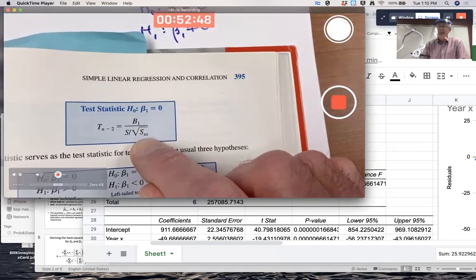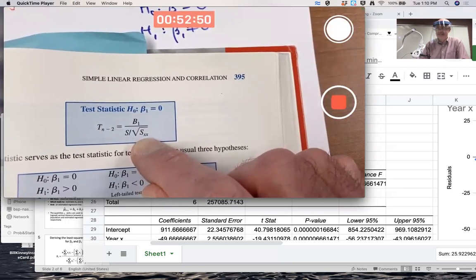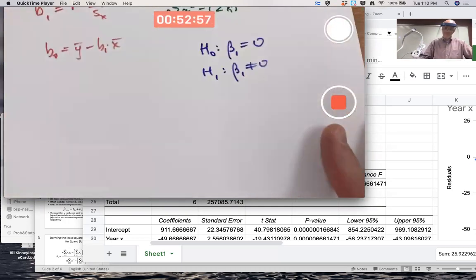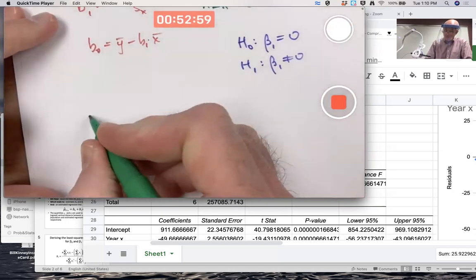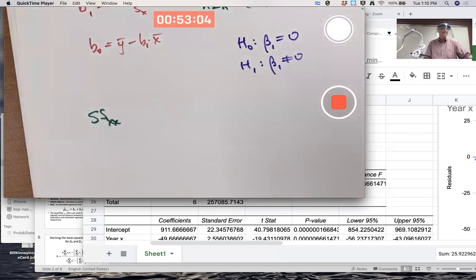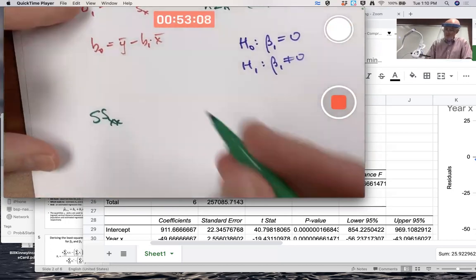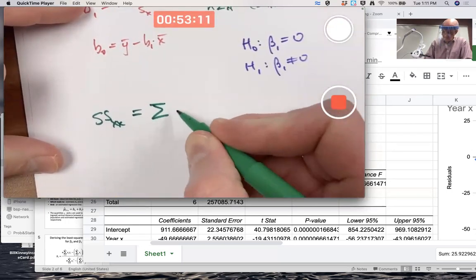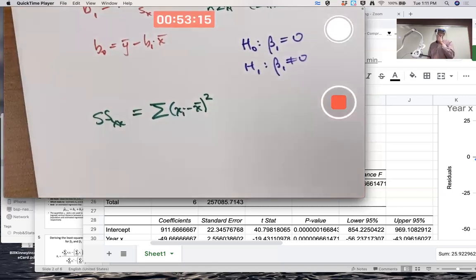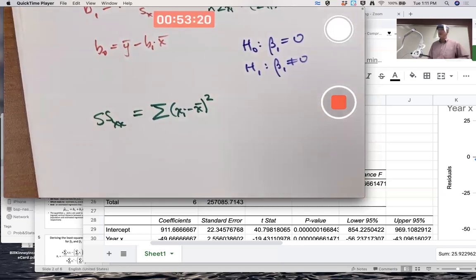What's that? That's what I called SSxx. What is that? I'll remind you. SSxx, I prefer using two S's to emphasize, in my mind, that it is a sum of squares. And it's this sum of squares. And that is a sum of squares. And yeah, I could write i goes from 1 to n, but I'm not going to bother.